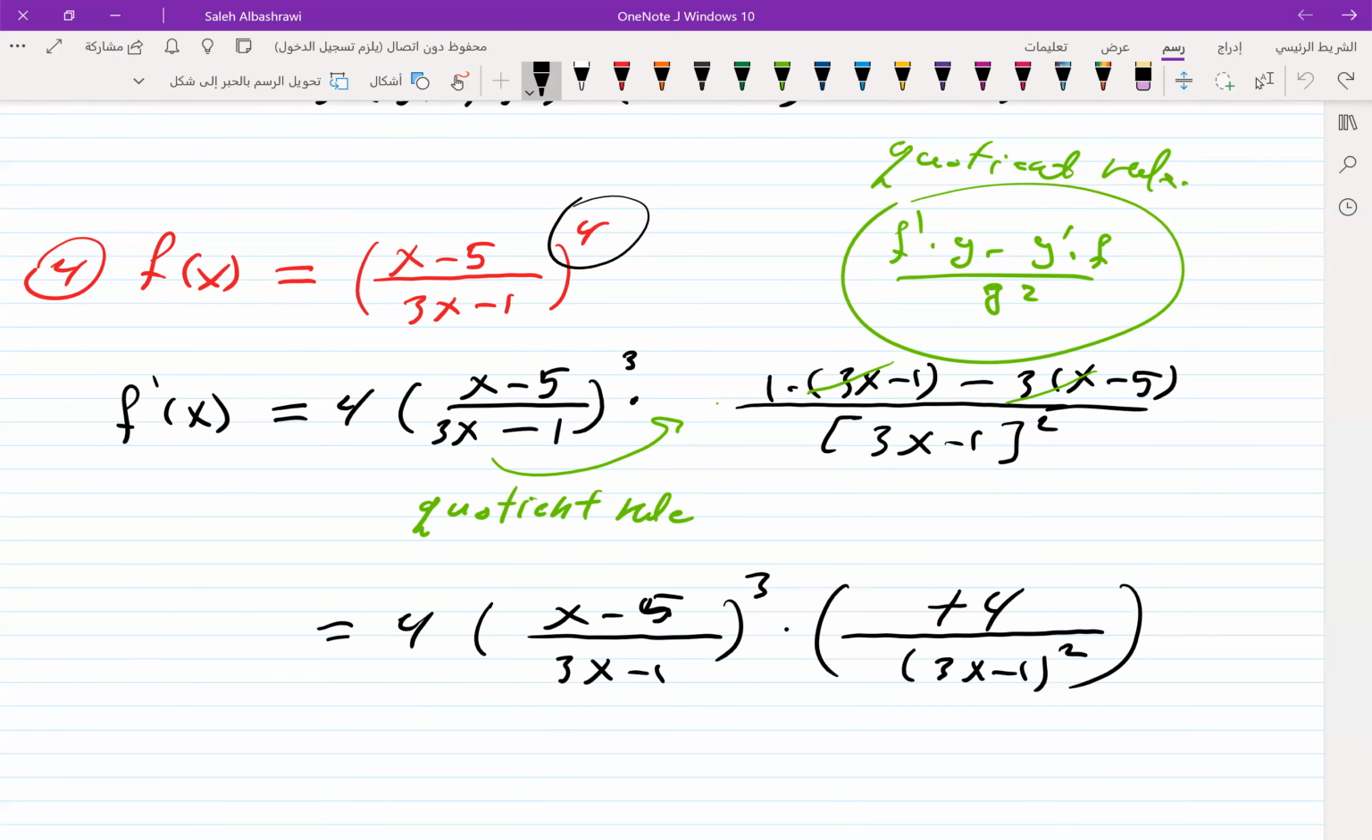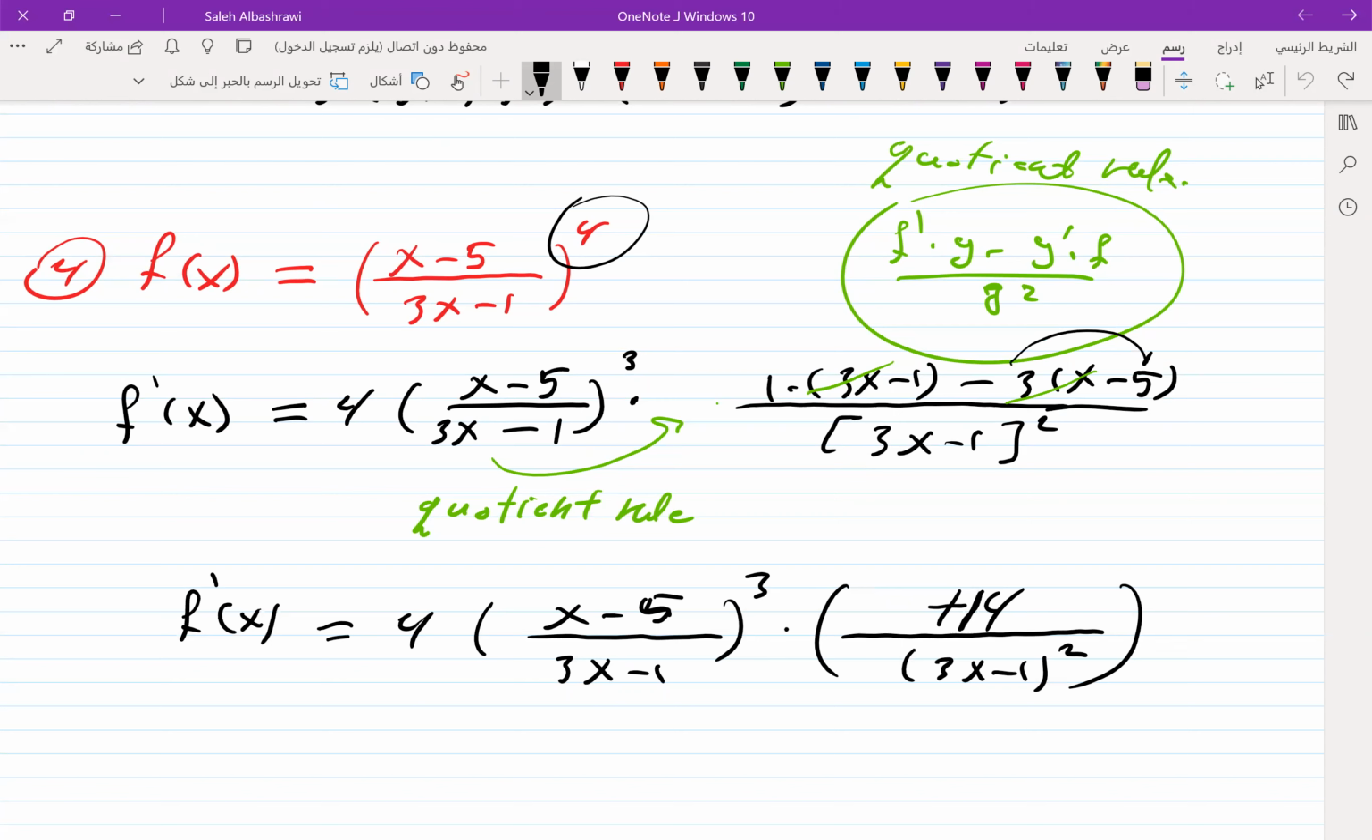It is 4 multiplied by ((x minus 5) over (3x minus 1)) to the power 3, multiplied by, sorry, not plus 4, this is plus 14. Plus 14, because minus 3 times minus 5 is plus 15, and minus 1, it will be plus 14, divided by (3x minus 1) all squared. It can be simplified more, but that's enough for the derivative.